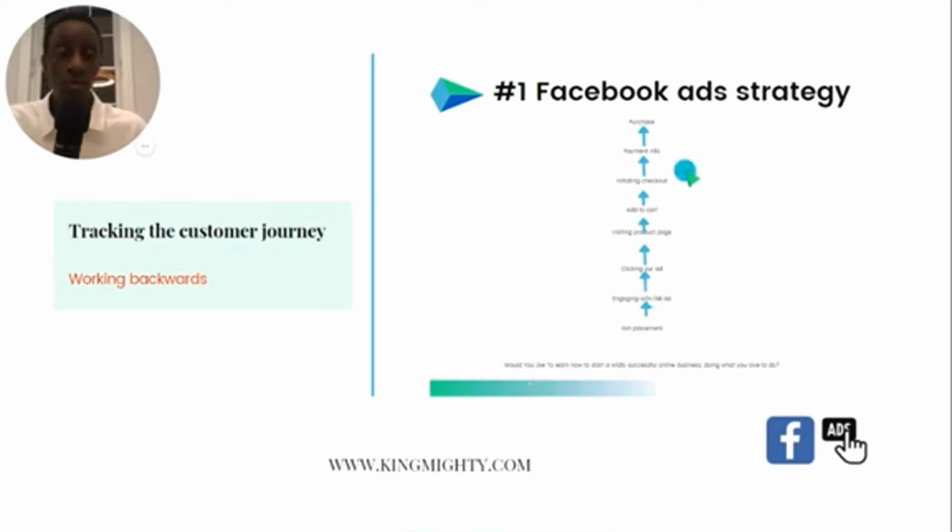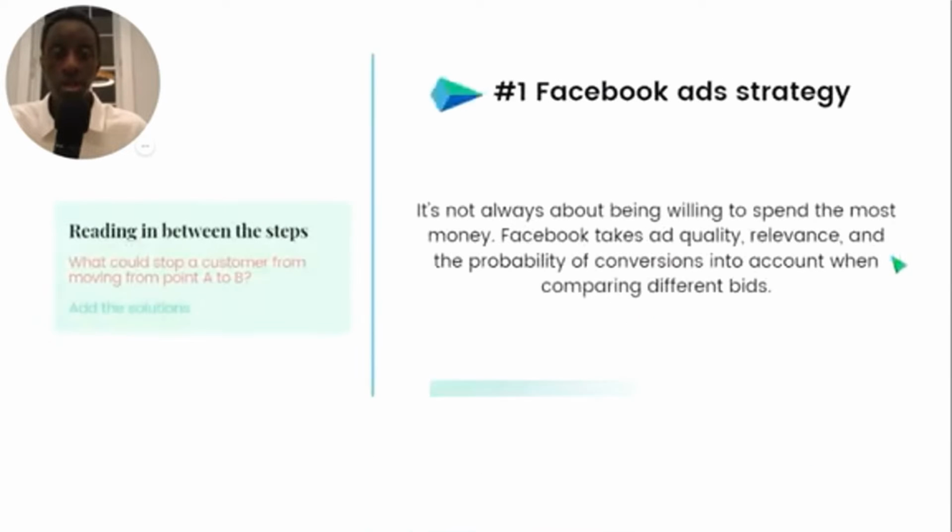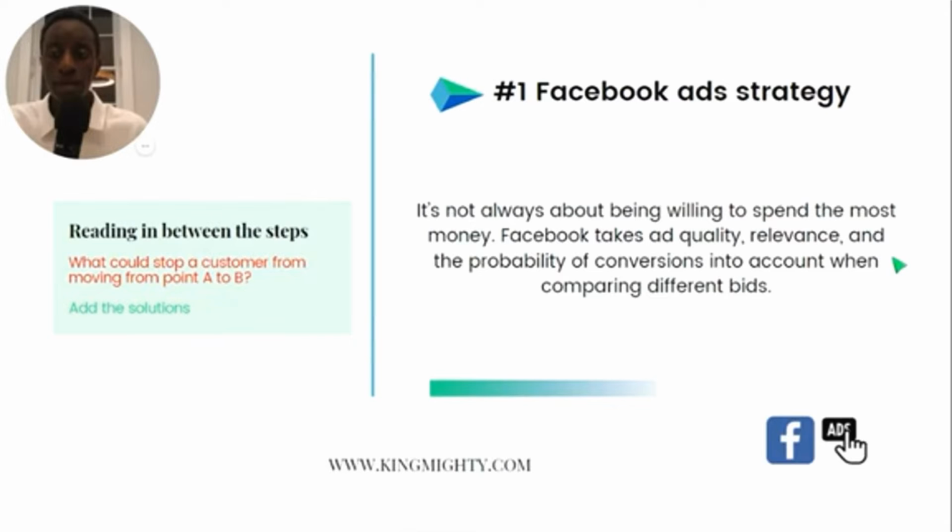But that's not what brought us here. What brought us here is the ad strategy, which is basically mapping out the steps first. And that's what we've just done. So let's move to the next step, which is ideally looking at what could stop a customer from moving from point A to B. Those will be in red. And then adding the solution will be in green.